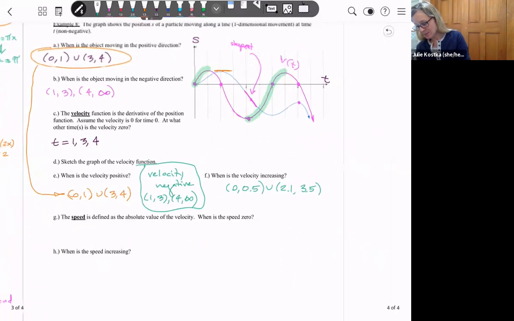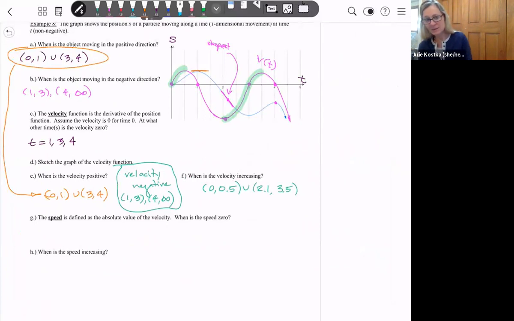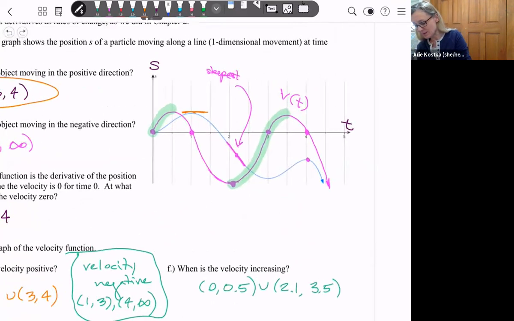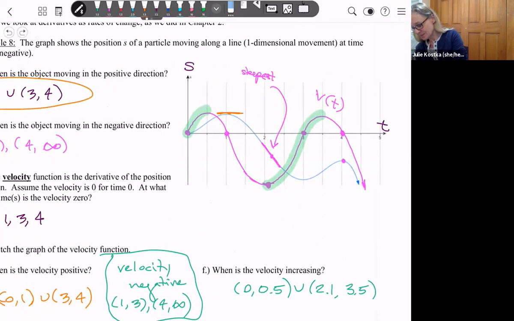So finishing this up, this is the only new thing in section 3.6. Speed is the absolute value of the velocity. Like when you look at the speedometer in your car, it's never negative. Even if you're backtracking back towards home, it doesn't say you're going negative 30 miles an hour, right? It's always absolute value. It does not have direction. So that means in order to find the graph of the speed function, I would take the absolute value of my velocity function.